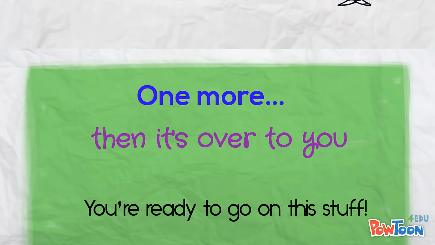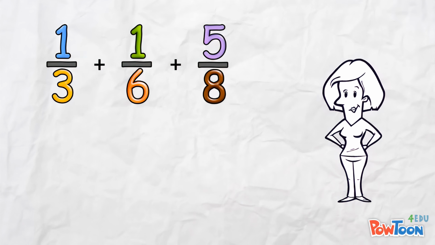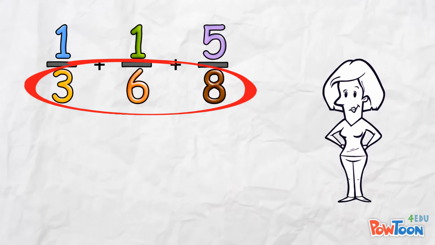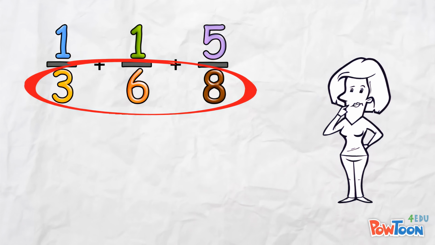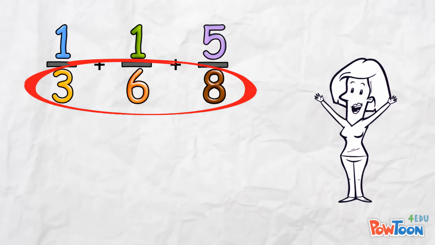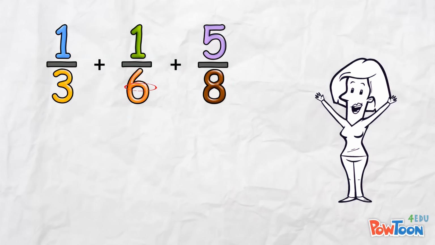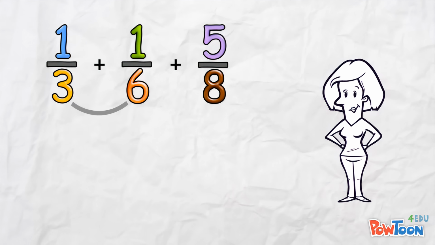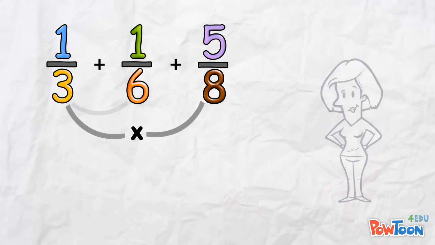Check out this one. Look at the denominators. 3, 6 and 8. These don't work together. The 8 doesn't fit with the 3 and 6. For this one, we're going to have to change all of the denominators to get that common denominator that we need. 3 is a factor of 6, but not of 8, so I'm going to multiply 3 and 8 together to make the lowest common denominator.